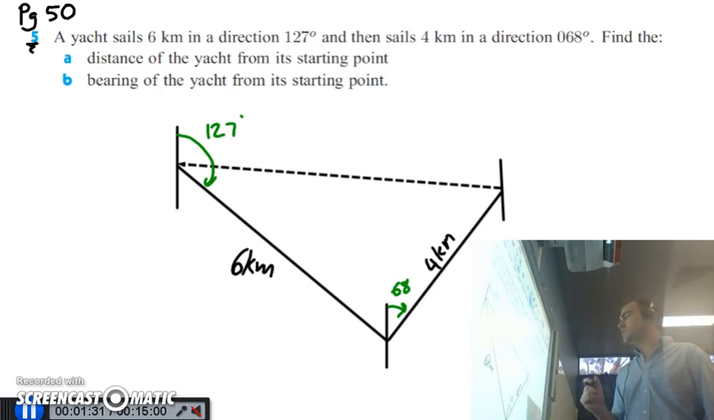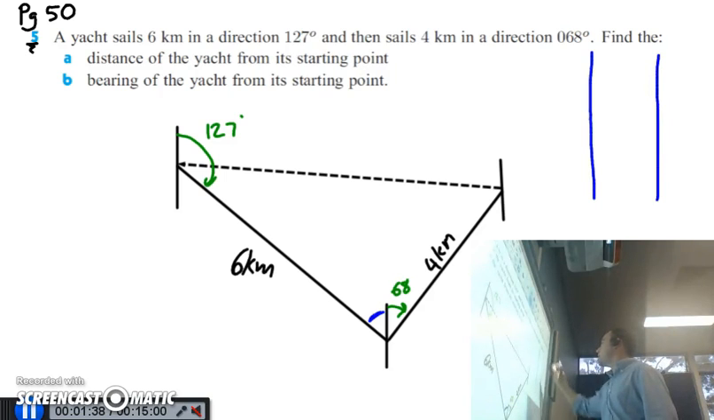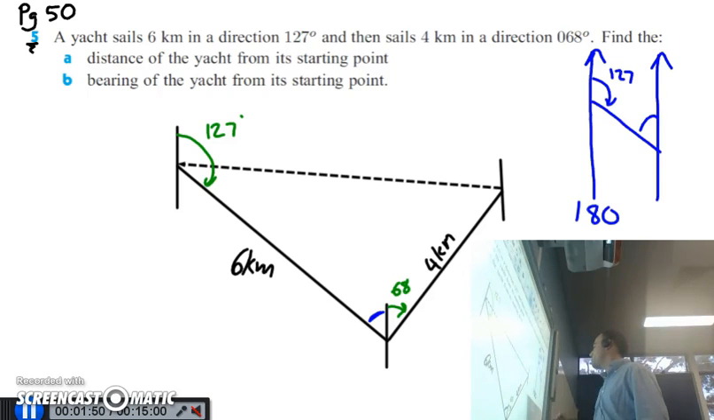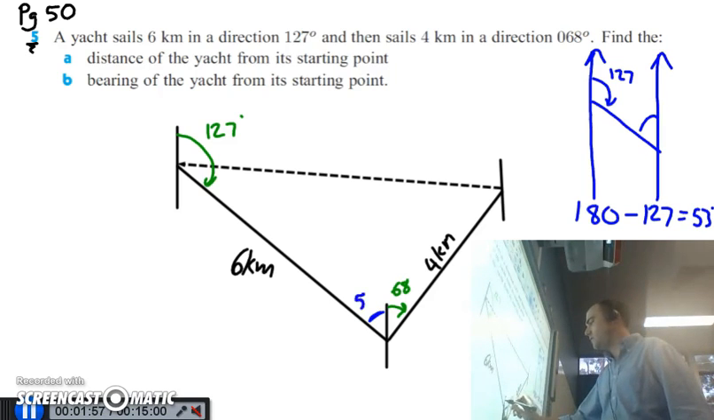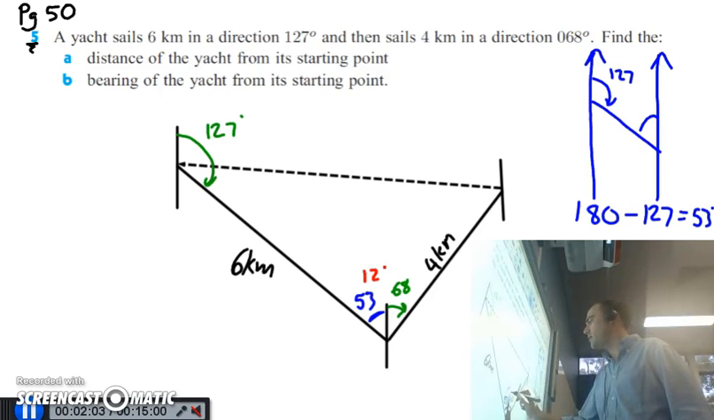So the first thing we need to do is work out this angle in here. Now, we know that we have two parallel lines, which is our north. We have a line coming through with 127 degrees. This angle here must add up to 180. So if we find the difference, this one must be 53 degrees. And then we also know that the 53 and 68, put them together, that will be 121.